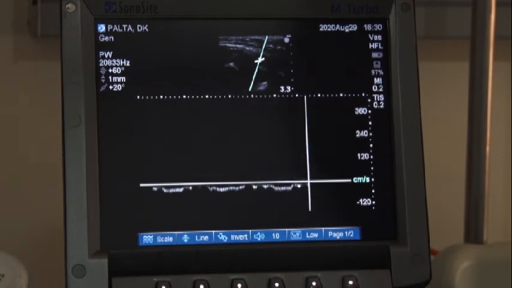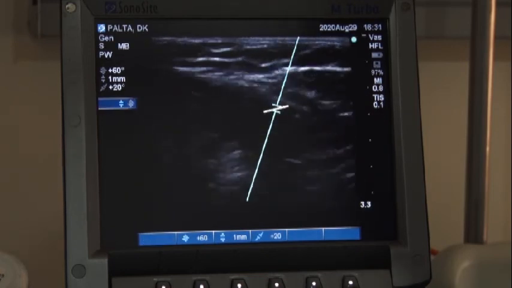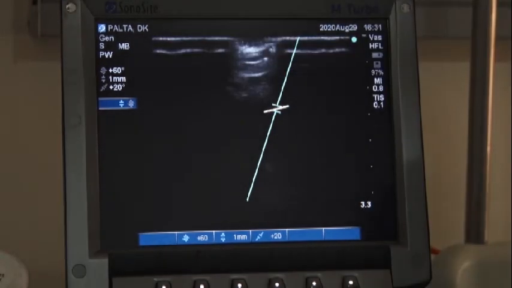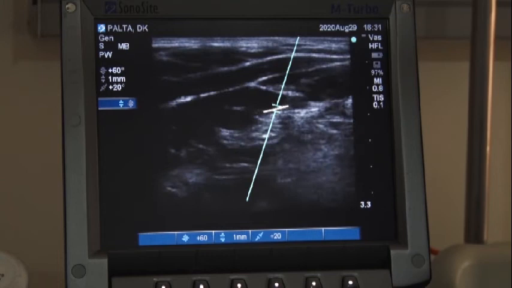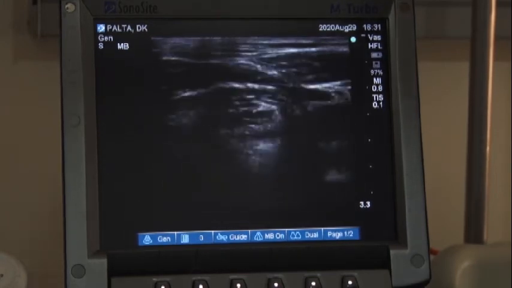There are respiratory variations also. So the outflow vein is the basilic vein. So we have seen that. We'll look at the central veins also, because there's a history of catheterization in this patient also.